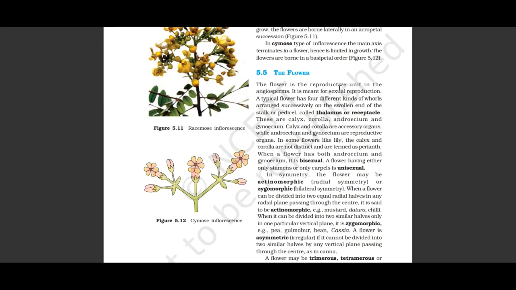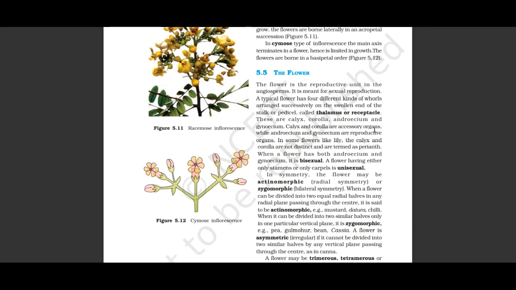The flower. The flower is the reproductive unit in the angiosperm. It is meant for sexual reproduction. A typical flower has four different kinds of whorls arranged successively on the swollen end of the stalk or peduncle, called a thalamus or receptacle. These are calyx, corolla, androecium, and gynoecium.